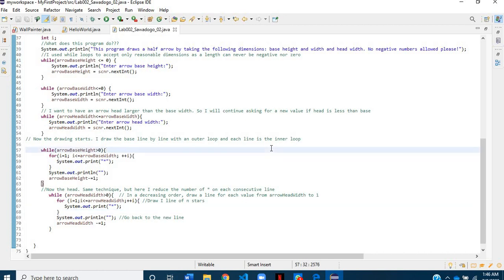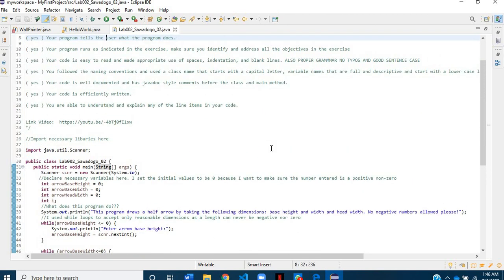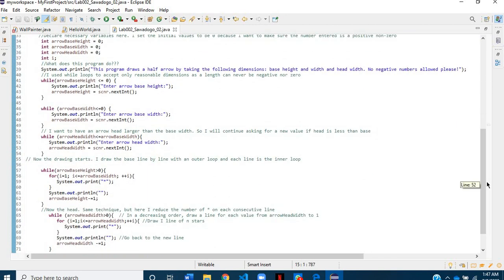Okay. So like Professor Falu said, it's a good habit to plan your program before even starting to write it. So before I started to write this code, I thought about how I would draw an arrow. So I came up with two main parts. The first one is drawing the base, like the stick, and the second is the head of the arrow.